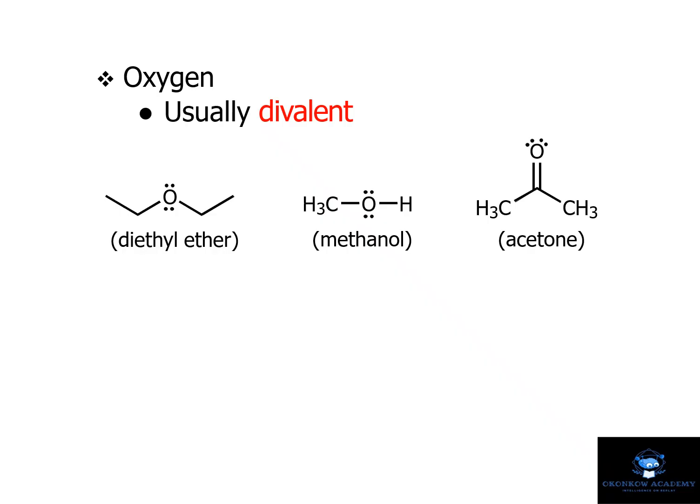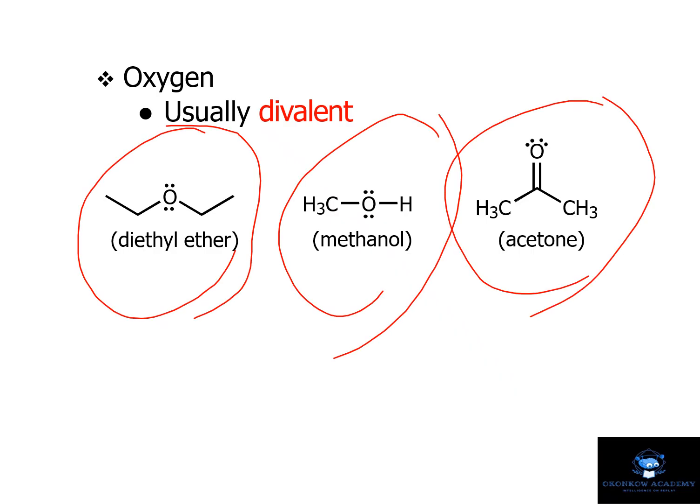Oxygen, as we said, is usually divalent. It forms 2 bonds. Look at these examples. In diethyl ether, oxygen bridges 2 carbon chains. In methanol, it connects to 1 carbon and 1 hydrogen. And in acetone, it sits as a double bond to carbon, the carbonyl group. No matter the structure, oxygen almost always has exactly 2 bonds.